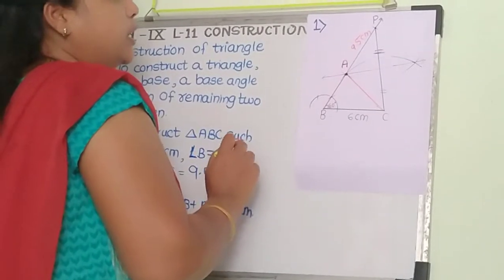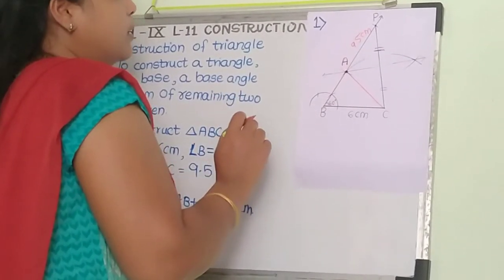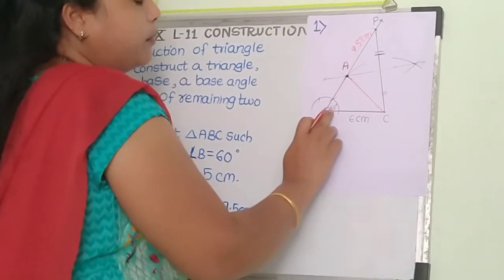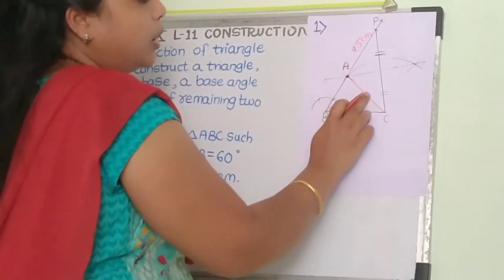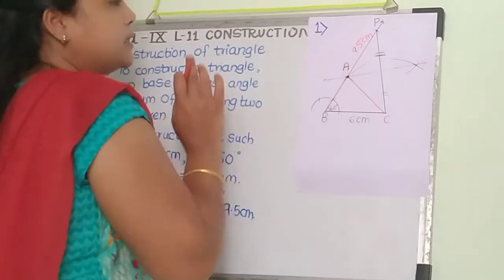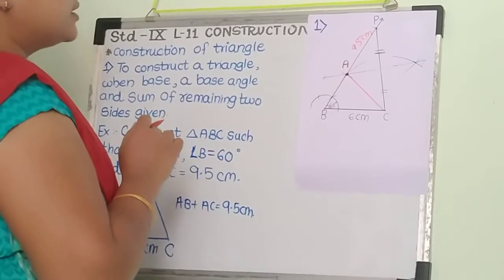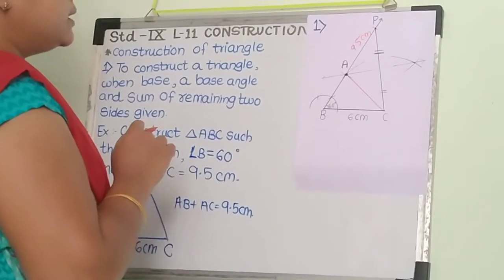So in this way we are going to draw the triangle when its base, one base angle and the sum of the remaining two sides are given. So try to draw this construction. I am waiting 2 minutes.